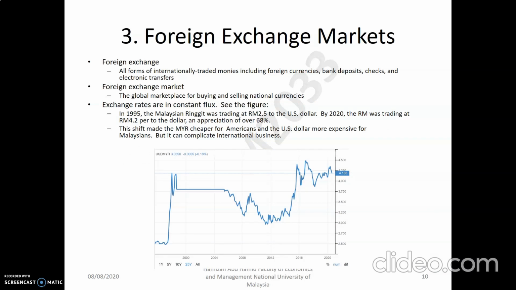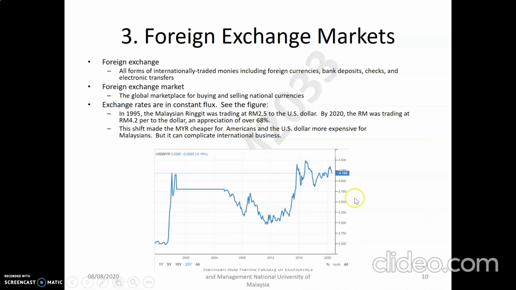Next is foreign exchange markets. Foreign exchange, as a term, refers to all forms of internationally traded monies. In simpler words, it's money. That includes foreign currencies, deposits, checks, and electronic transfers. We have explained what the foreign exchange market is just now. Also, it is important to remember exchange rates are in constant flux. Flux means that they are always dynamic, always moving.